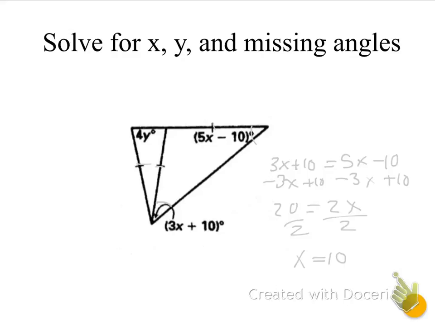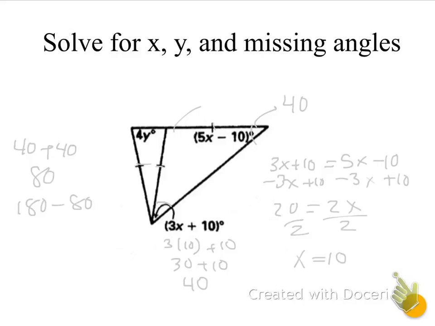Okay, but I'm still trying to get to y. So let's go ahead and find this angle. So I got 3 times 10 plus 10. 3 times 10 is 30. 30 plus 10 is 40. So you know that's 40. If they're congruent, that means this also represents 40. To find this angle, I have both of those being 40. So 40 plus 40 is then 80. To find that other angle, all triangles should have 180 degrees in them, so 180 minus 80, that is 100.